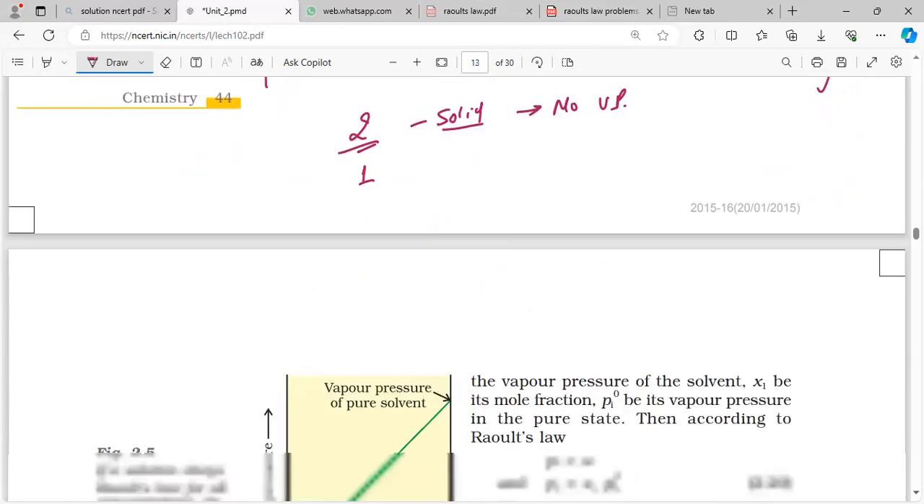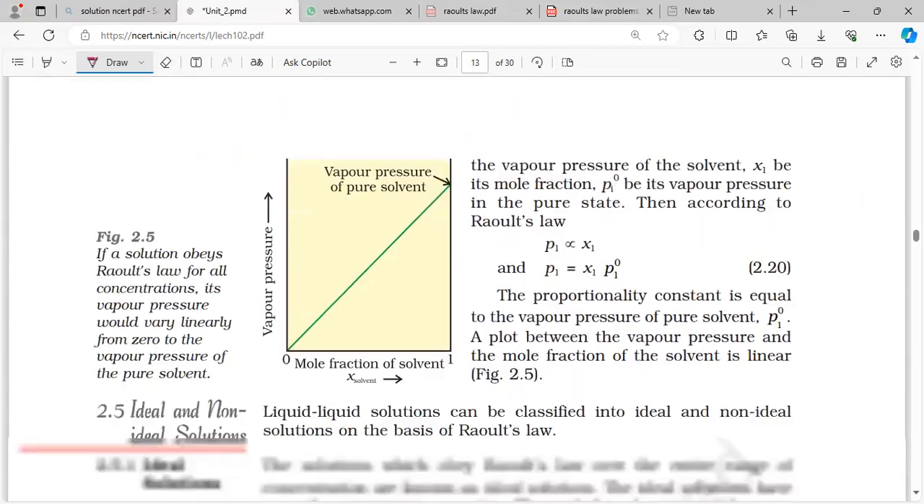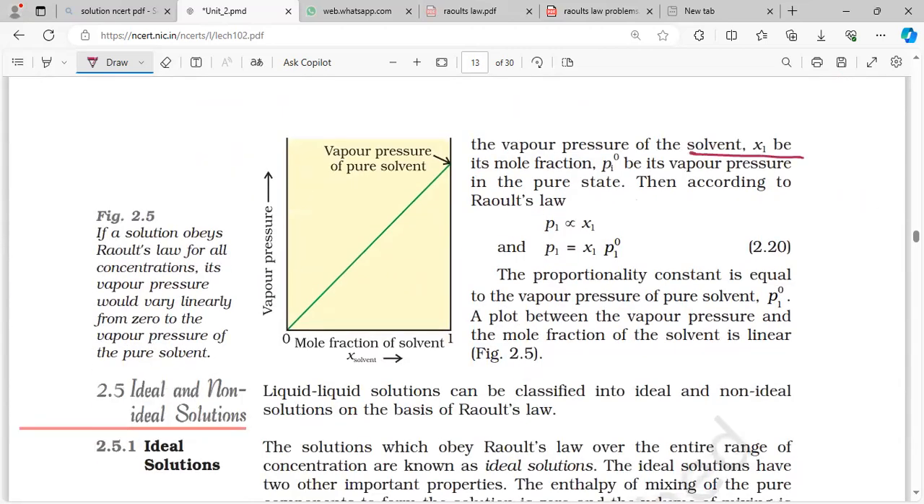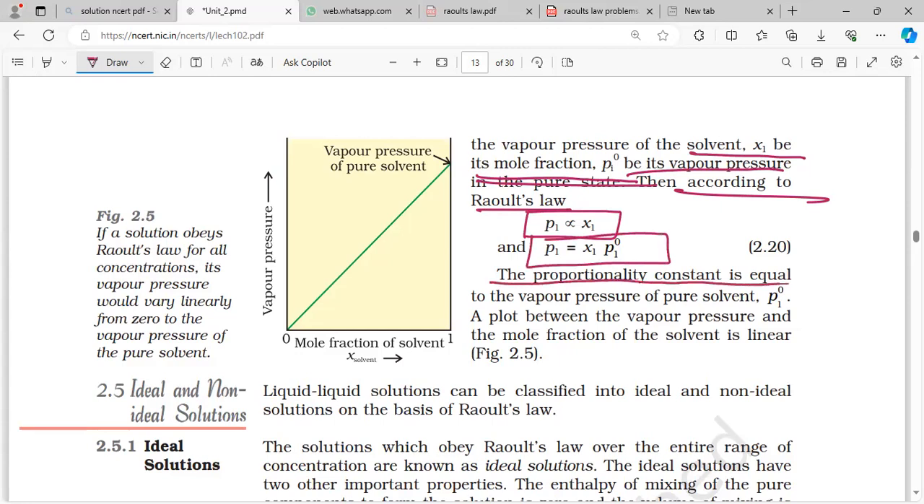Now they are saying, let P1 be the vapor pressure of the solvent and X1 be its mole fraction, and P1 not be its vapor pressure in the pure state. Then according to Raoult's law, P1 is proportional to X1, so P1 is equal to P1 not times X1. The proportionality constant is the vapor pressure of the pure solvent, P1 not. A plot between the vapor pressure and mole fraction is this one.